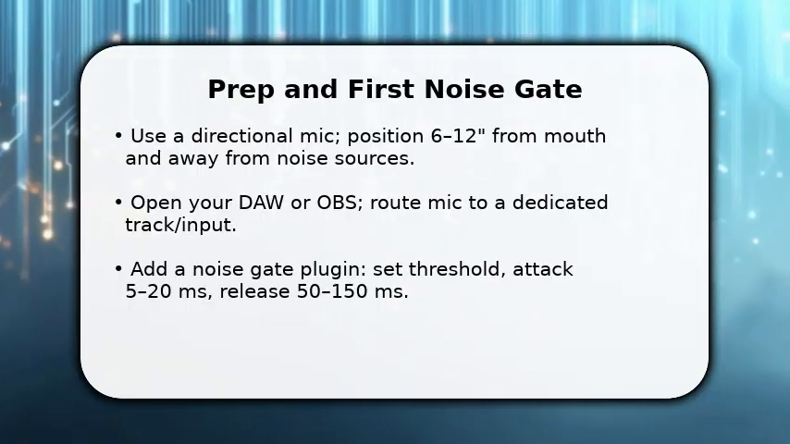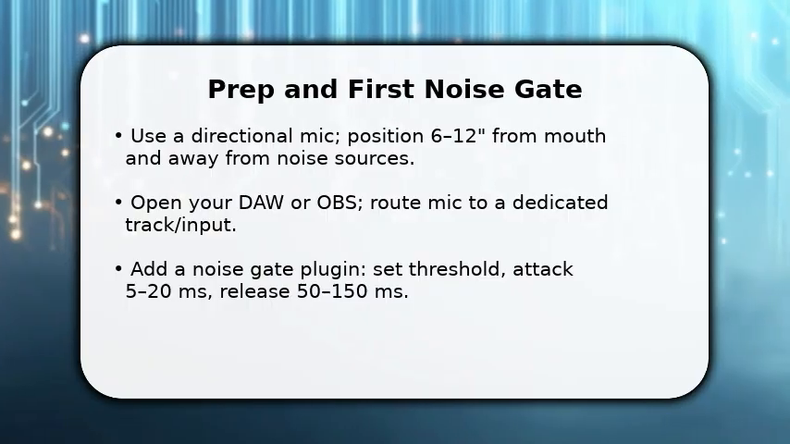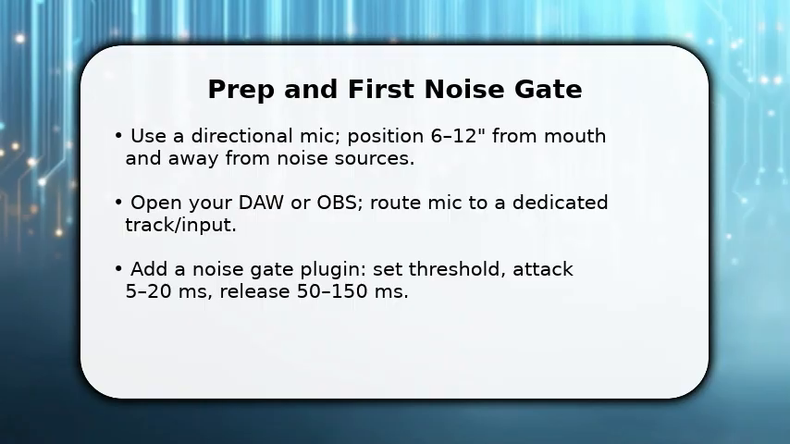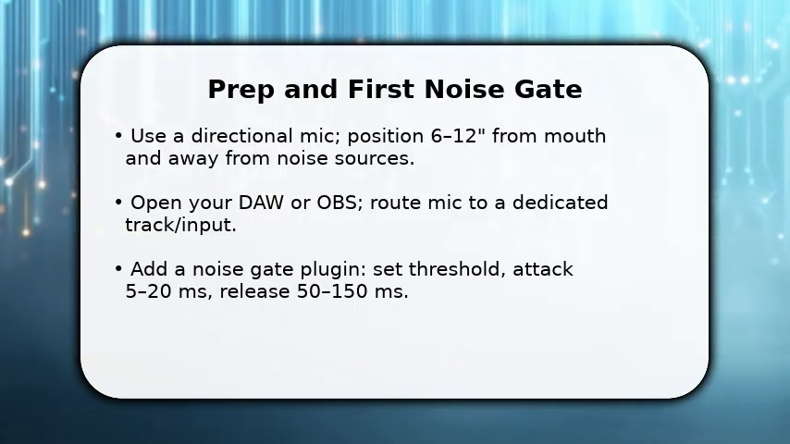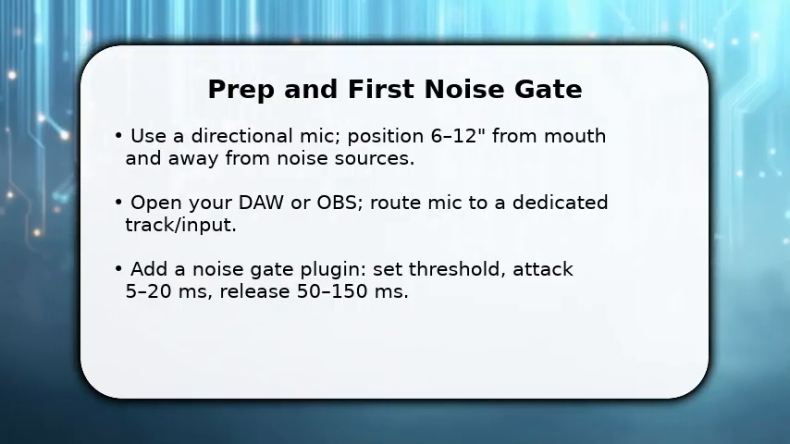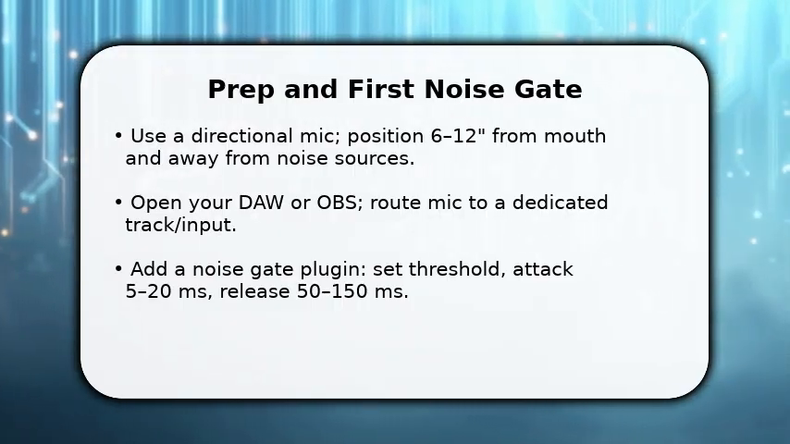You'll start by optimizing the physical and software inputs. Position a directional mic 6-12 inches from your mouth and point its null toward noise. Once connected, create a dedicated track in your recording program, or OBS, and add a noise gate plugin.